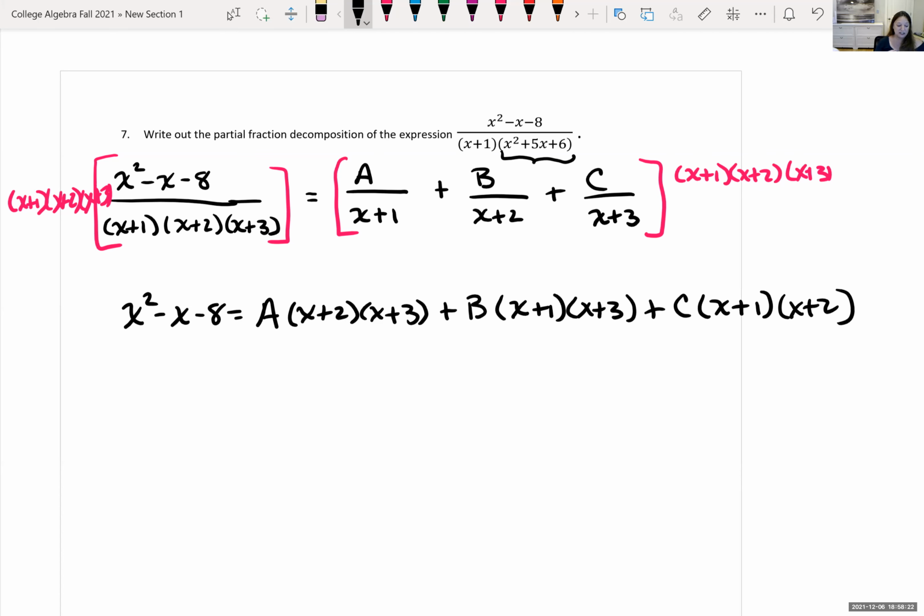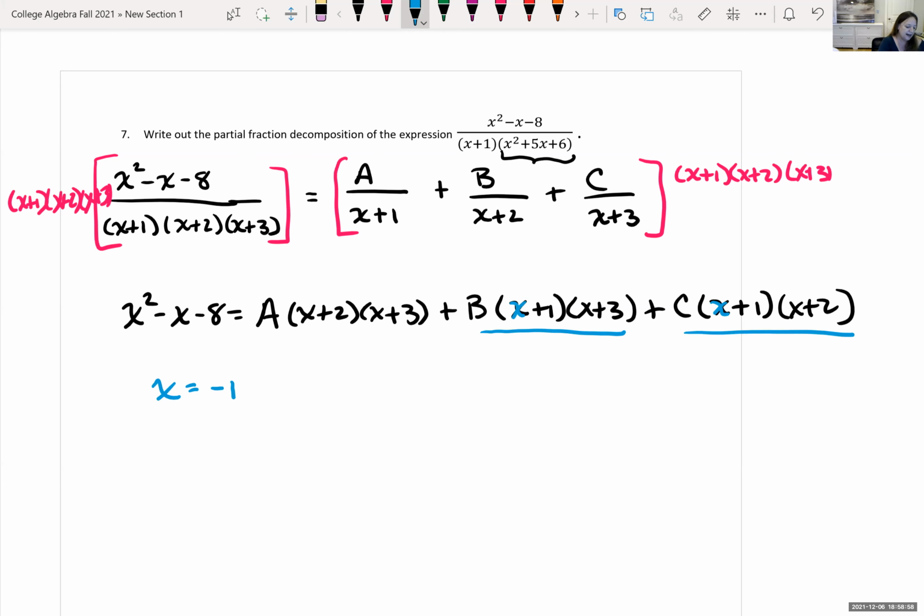So I could technically distribute each one of these and simplify and then look at the coefficients. Or I showed you guys a trick where we can let x be particular numbers and solve it that way. So let's start with x equals -1. If we plug in -1 wherever we see an x, notice this b over here and this c, those are going to go away because we have -1 plus 1 in those factors, and that's 0. 0 times anything is 0.